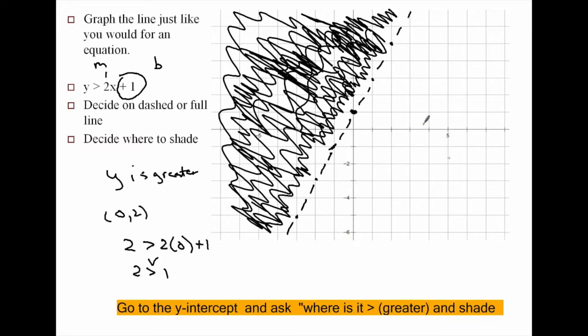Everything in this non-shaded region doesn't work. We can also check that. Let's do this one, (5, 0), that point right there. So 0 is greater than 2 times 5 plus 1. 0 is greater than 11. That is not true. It doesn't work. So that's why that part is not shaded.